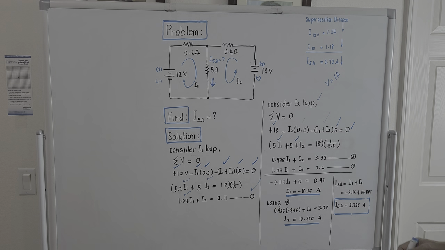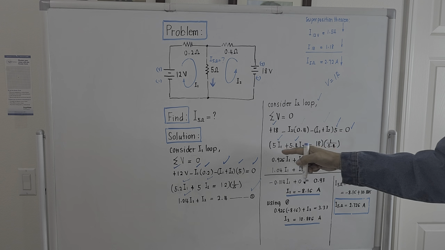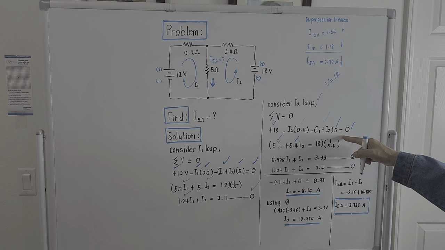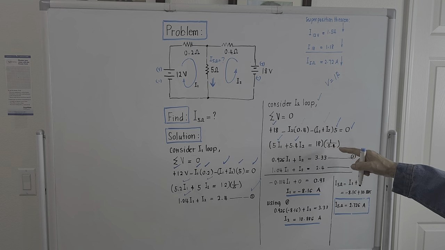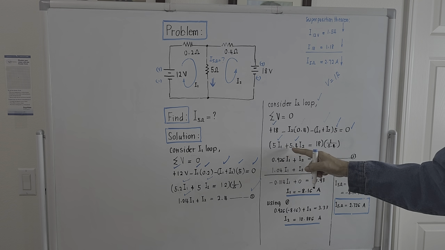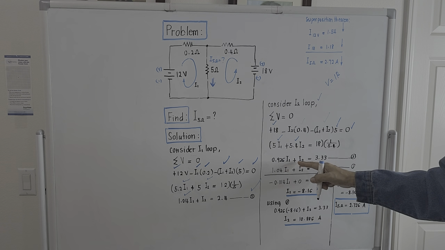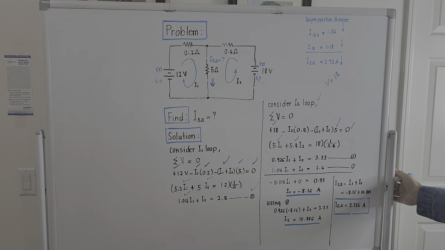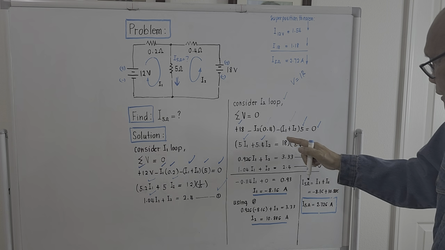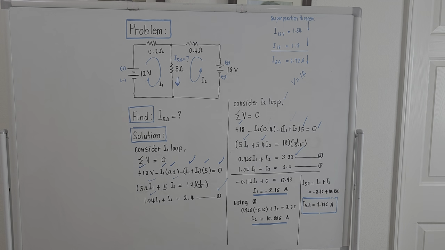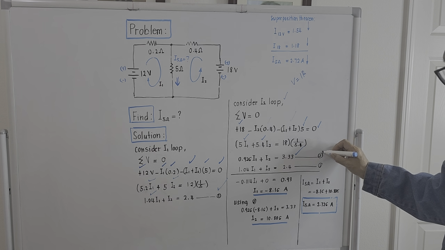Then I want to simplify the resulting equation. I will try to multiply all the terms by 1 over 5.4. 5 over 5.4 will be 0.926 I sub 1. And 5.4 divided by 5.4 will just be simply 1. So the coefficient of I sub 2 will just be simply 1, or just simply I sub 2. And this should be equal to 18 over 5.4, which will be 3.33. Okay, we call this equation number 2.